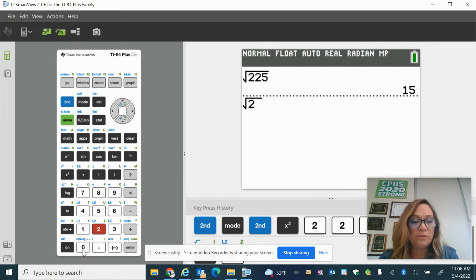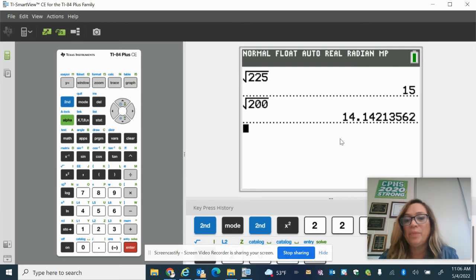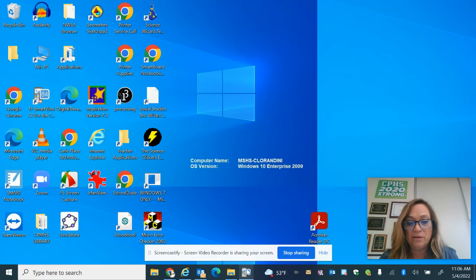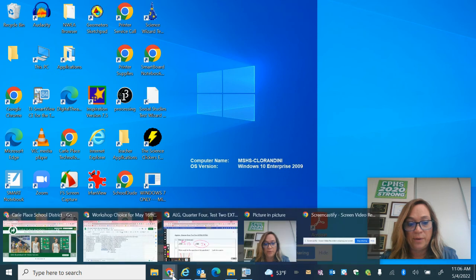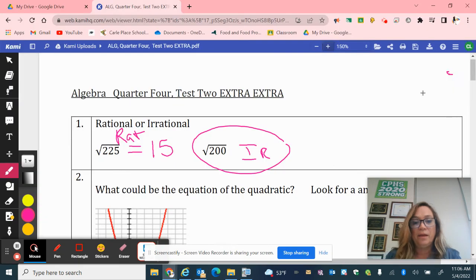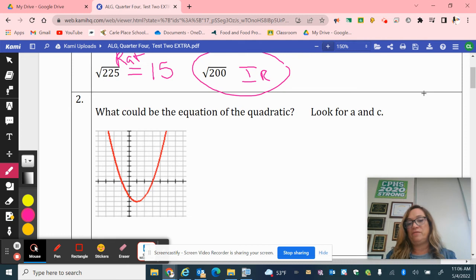Second square root 200, enter. That's a non-terminating, non-repeating decimal, therefore it is irrational. So again, you can use your calculator. Oh boy, I hope I didn't lose that screen. Here it is. Okay. What could be the equation of the quadratic?